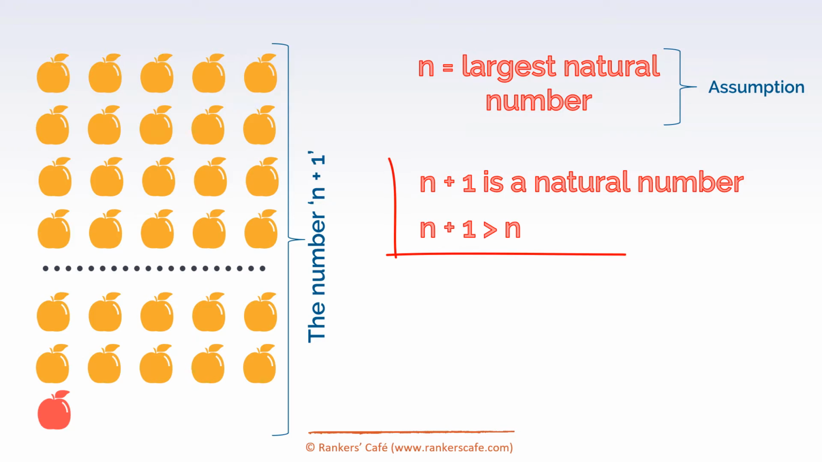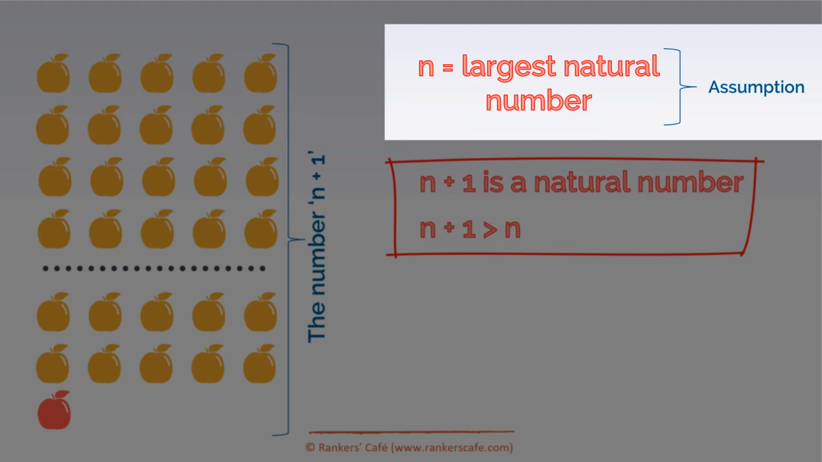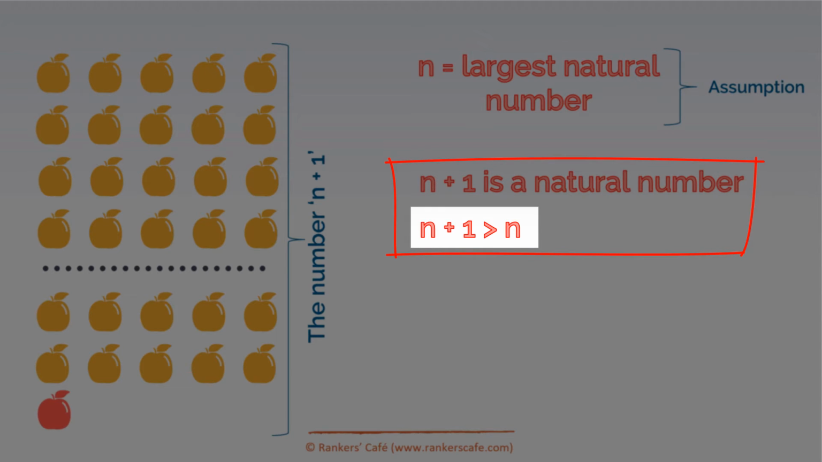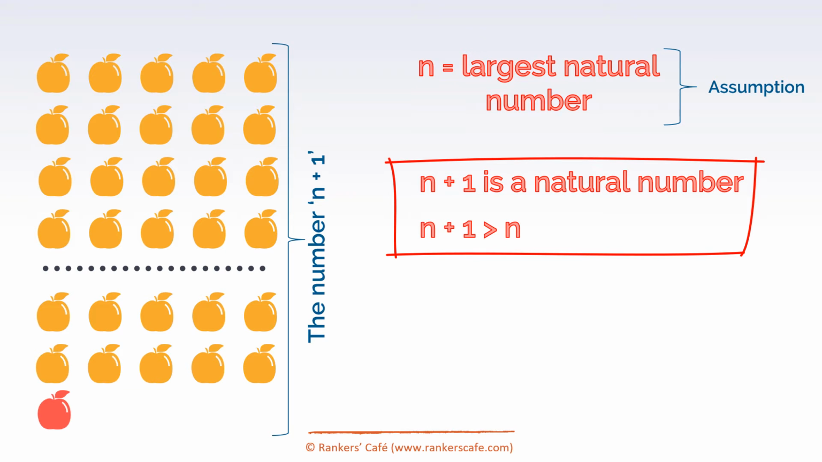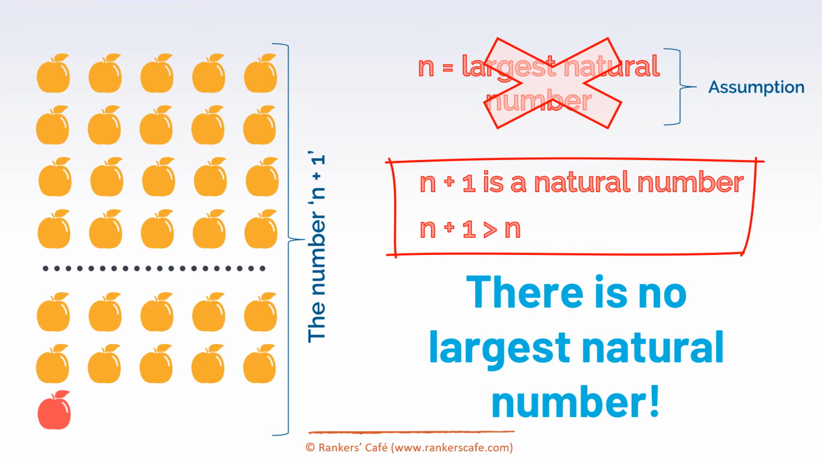Now we have arrived at two important results. The first result is that n plus 1 is a natural number, and the second result is that n plus 1 is greater than n. However, we assumed that n is the largest natural number. But in n plus 1, we have a natural number which is larger than n. This means that our assumption was wrong. Since n is just the representation of the largest natural number, it implies that there is in fact no largest natural number. In fact, we can keep adding 1 to any supposedly largest natural number and we obtain a larger natural number. This means that there in fact cannot be a largest natural number.